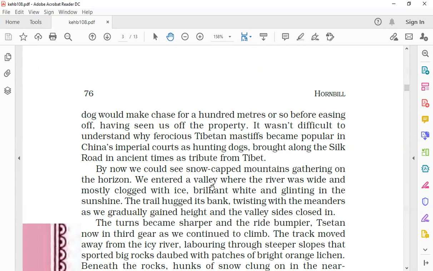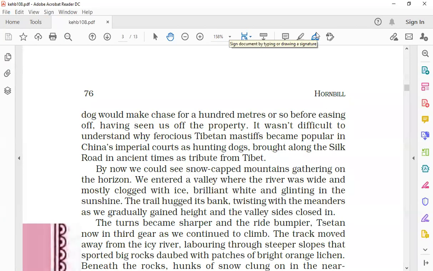By now, we could see snow-capped mountains gathering on the horizon. We entered a valley where the river was wide and mostly clogged with ice, brilliant white and glinting in the sunshine. The trail hugged its bank, twisting with the meanders as we gradually gained height and the valley sides closed in.